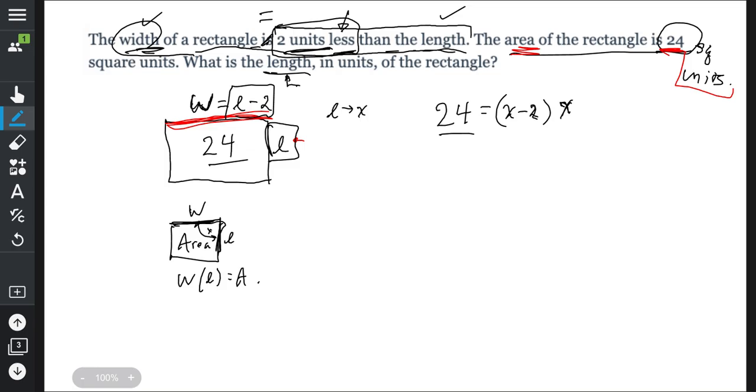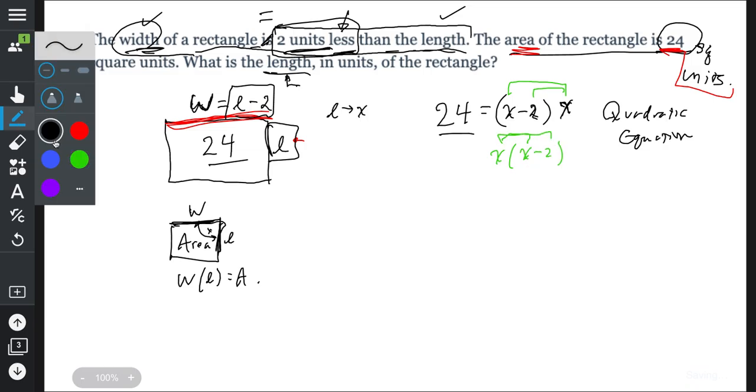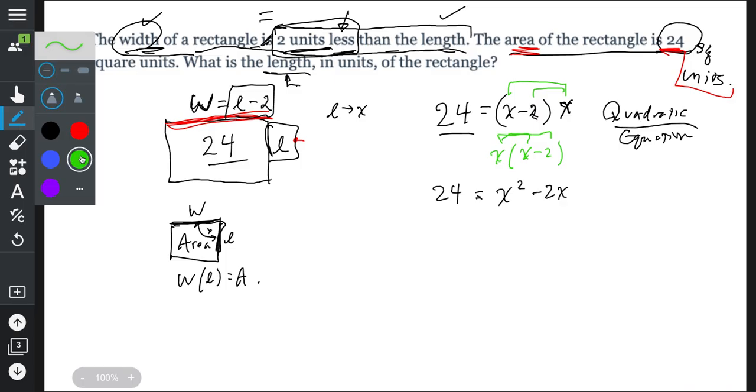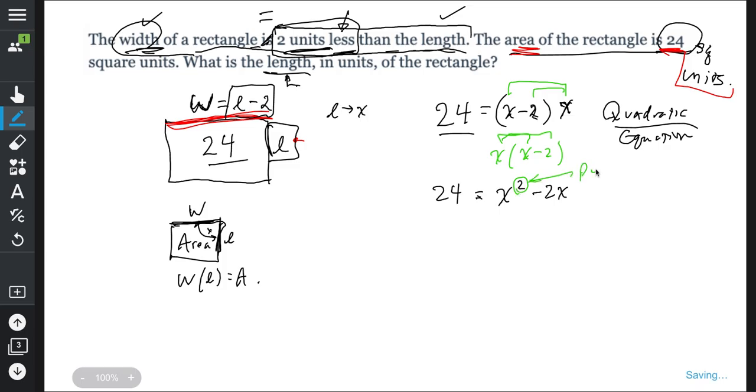Yes, you can. This is a quadratic equation. And you say, how do you know that? Because when I distribute this X, I'm kind of doing it right to left, but it would be the same as if I wrote it this way. When I distribute, what I'm going to get is X squared minus 2X. That's what my 24 is equal to. This makes it quadratic because look at my power. Power of 2.